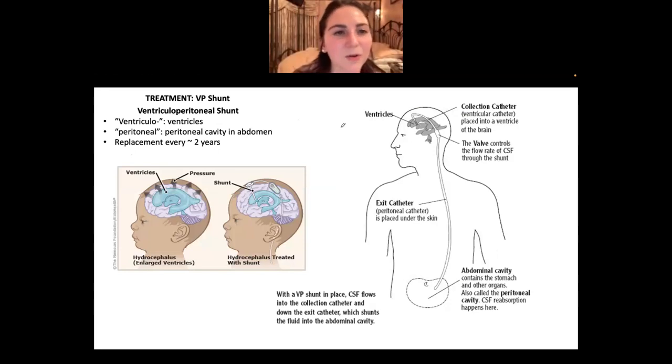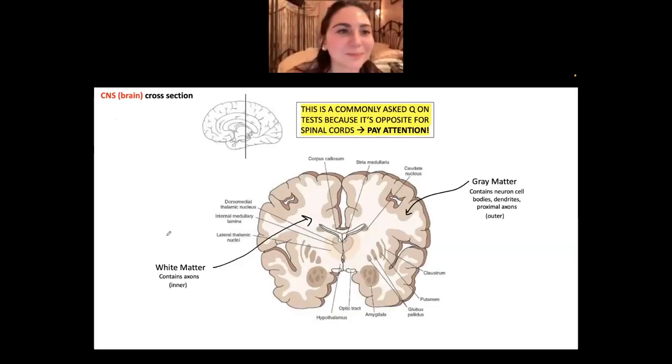And then how you treat it is really cool. You treat it with what's known as a VP shunt, a ventriculoperitoneal shunt. Peritoneal is just like peritoneal from GI. You basically put a catheter in the ventricle and drain it down into the peritoneal cavity. You're just draining out the cerebrospinal fluid and putting it in the peritoneal cavity. It's like, here, you guys handle it. All right, so that's how you treat it. That was a little detour. Back to the brain.